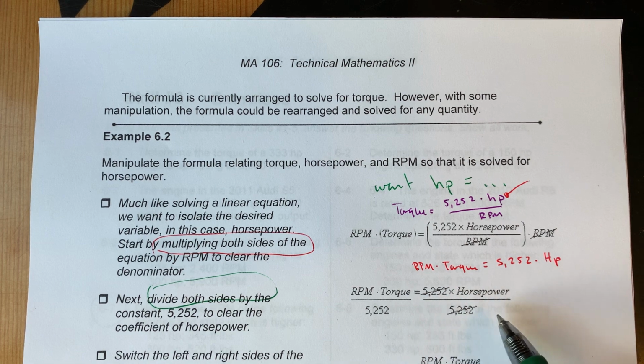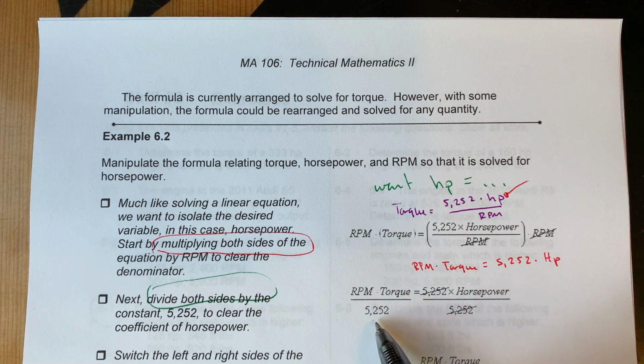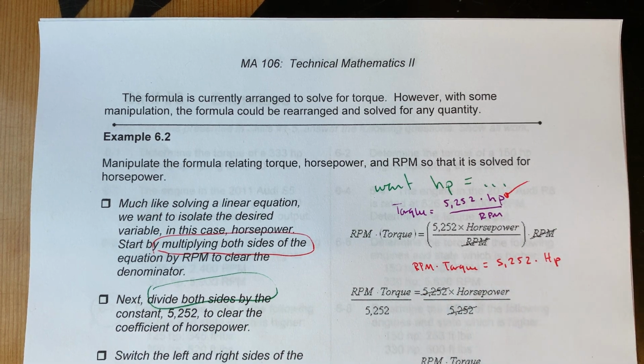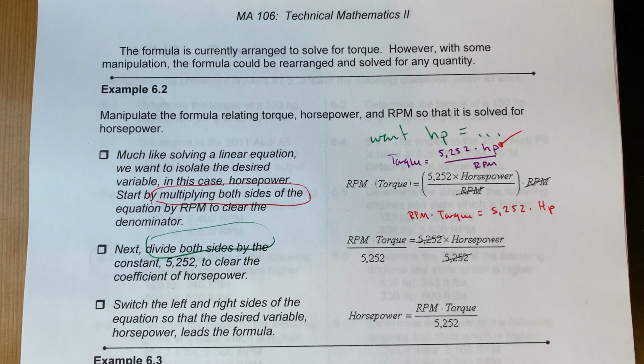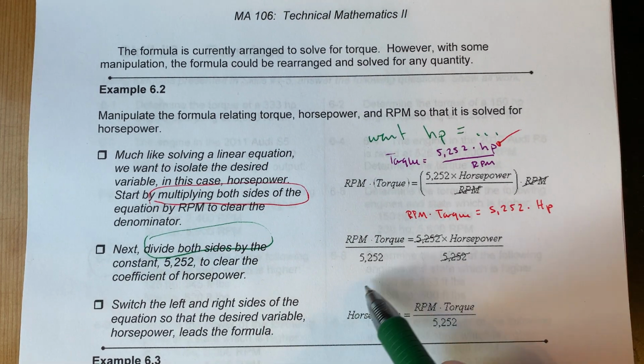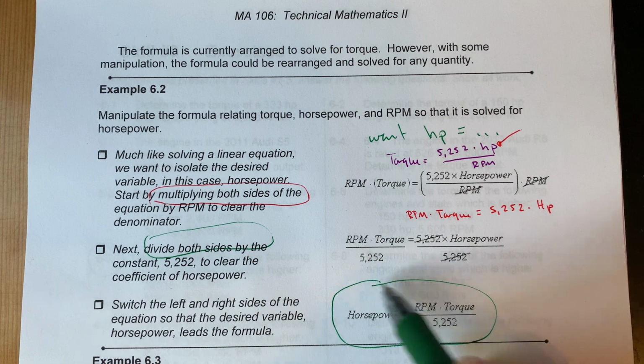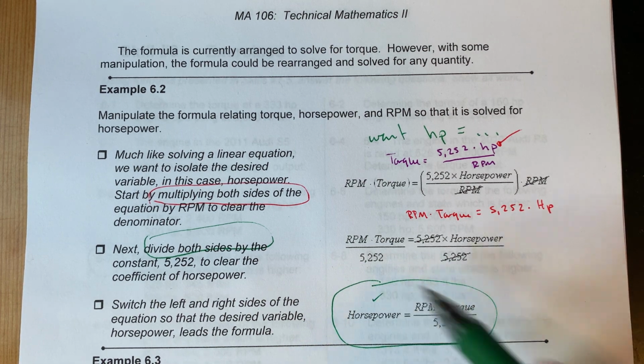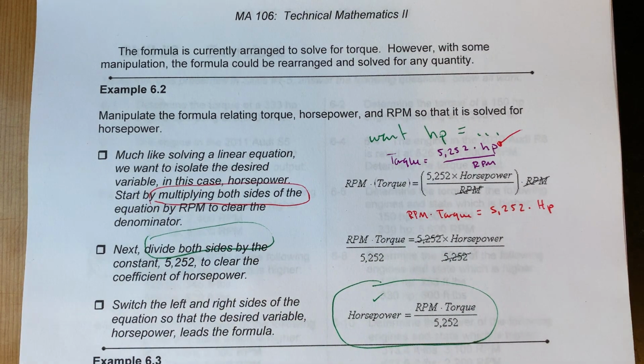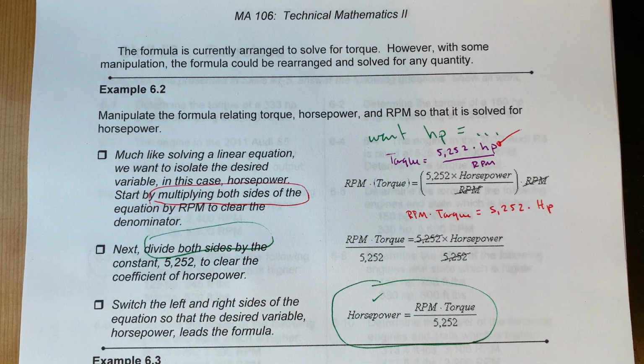So 5252 cancels out. I sort of gain it on the bottom over here. And what I'm left with is essentially a new version of this equation, right? So I'm left with what would be horsepower by itself. And then the other side here is RPMs times torque over the 5252. You can kind of see in unpacking this, we've rearranged a little bit what these operations are.